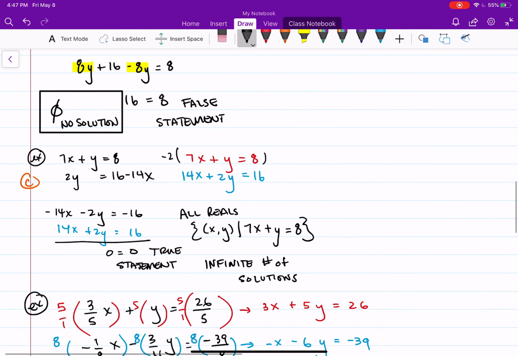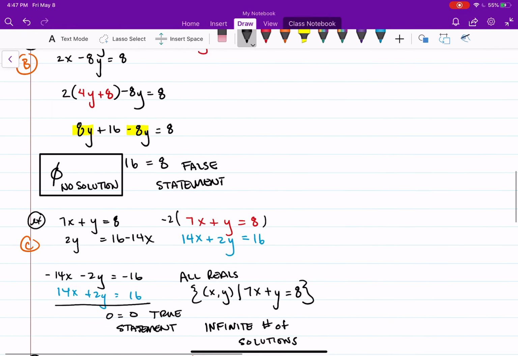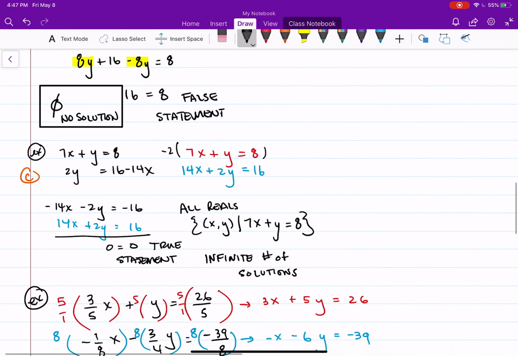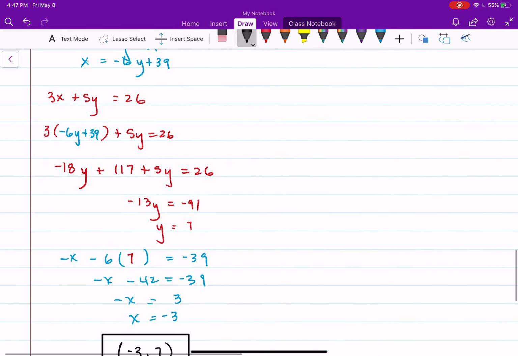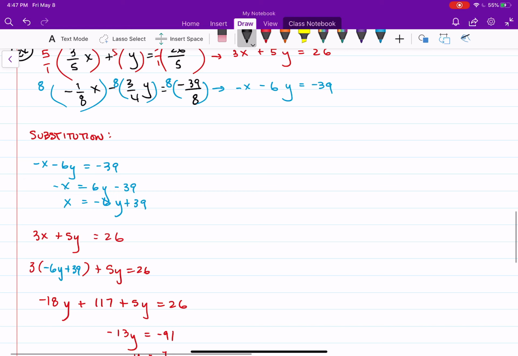Okay, so I want you guys to notice that when there's no solution or infinite number of solutions, those are really short. But when you have to do substitution or elimination, it gets really, really long. Okay, so let's do this with elimination, sorry.